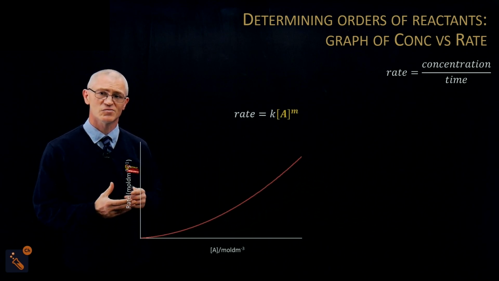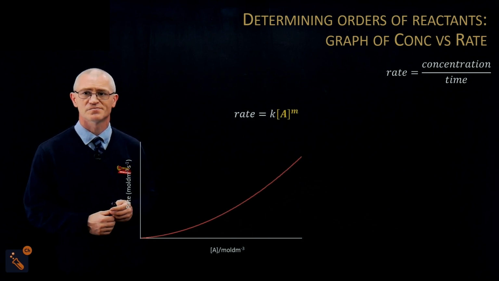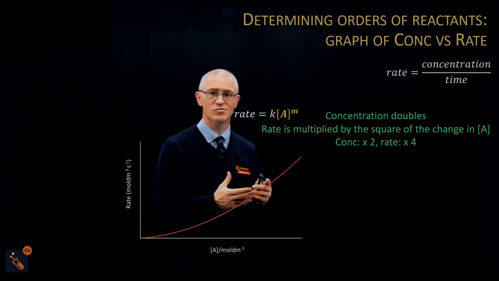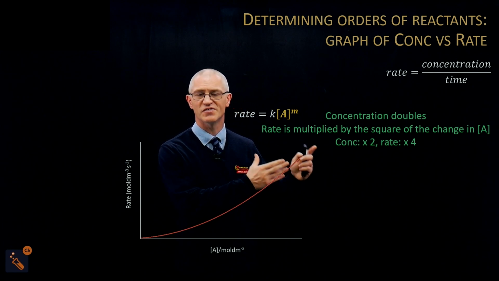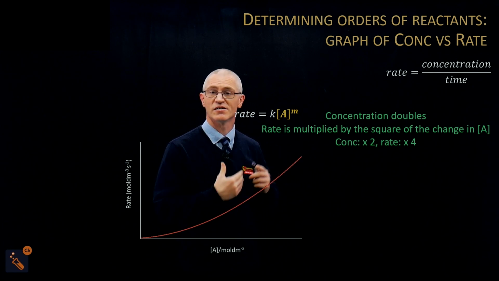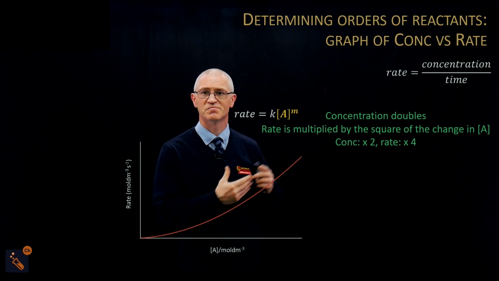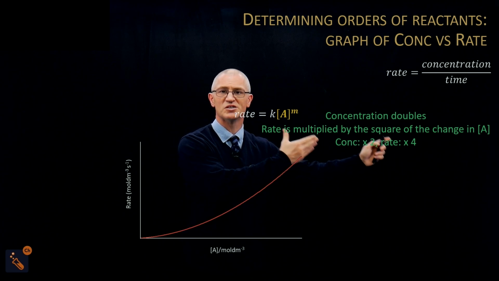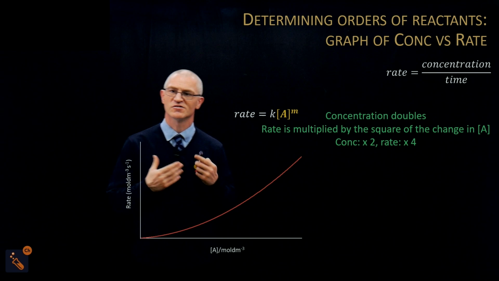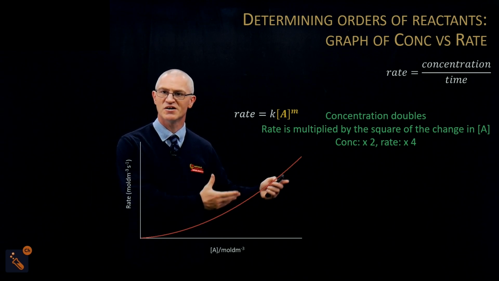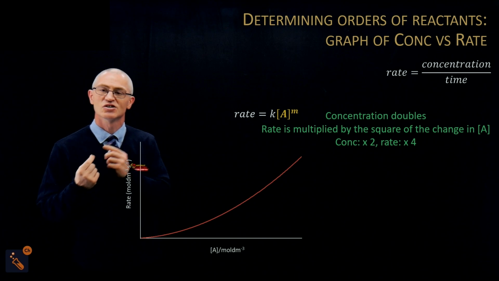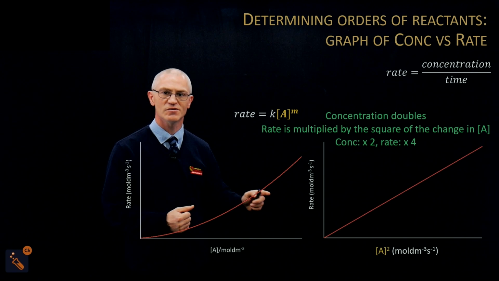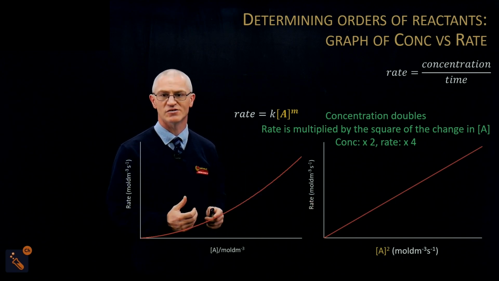We then go to second order, and we see this positive relationship again, this curve. And what happens there is that if the concentration doubles, the rate is multiplied by the square of that change. So if the concentration is times by 2, the rate will be times by 4. If the concentration is times by 3, the rate will be times by 9, because it's the square of that change, okay?